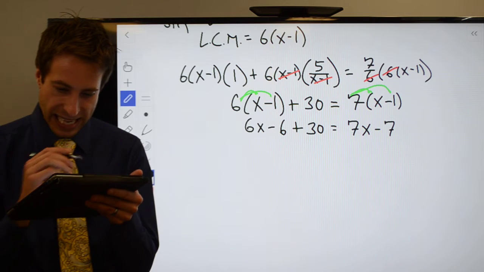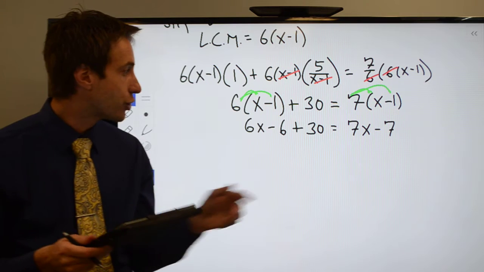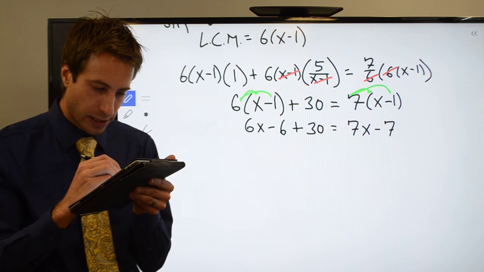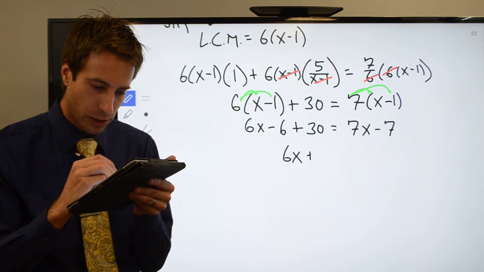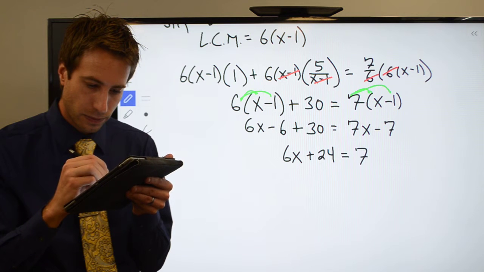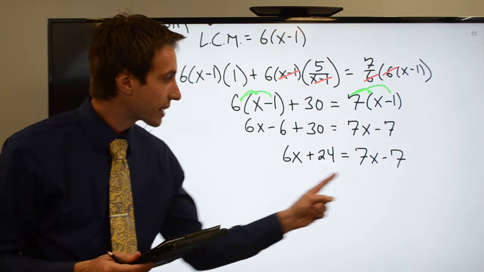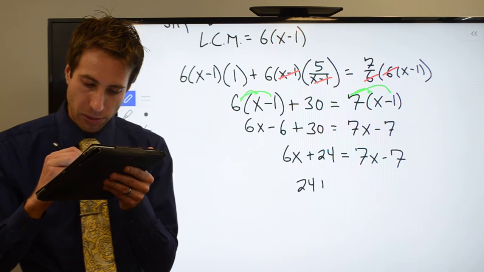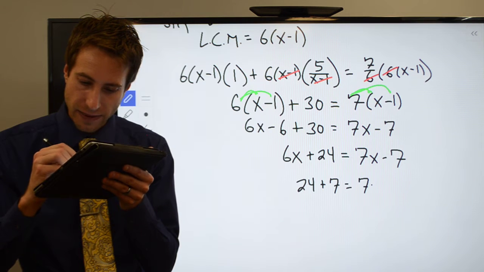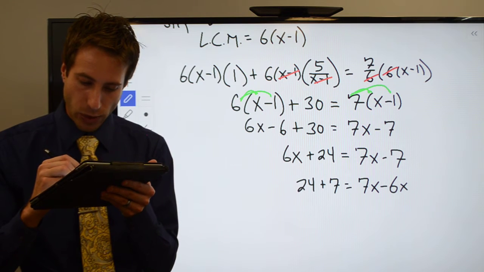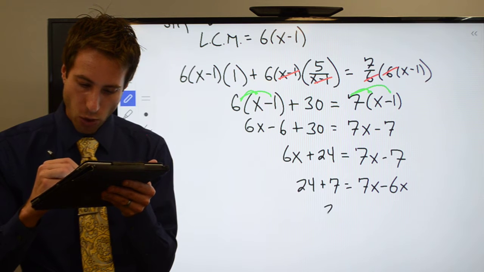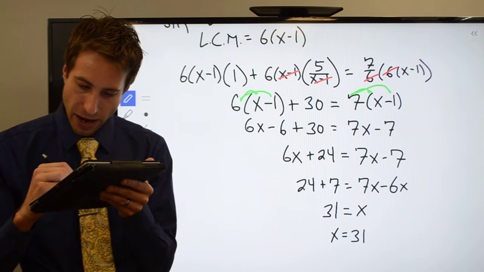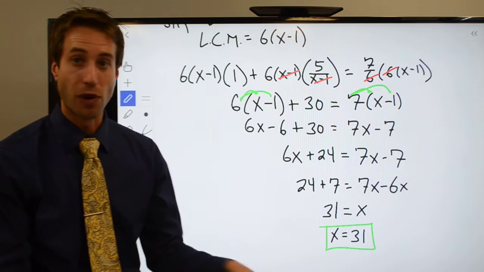Keep going. We need to get the x's on the same side. So 30 minus 6, of course, would be 24. So let's do this, I'll show these steps. Plus 24. All right, I'll subtract the 6x to this side. I'll add the 7 to this side. So I have 24 plus 7 is equal to 7x minus 6x. And so what I wind up with is, what is that? 31. Okay, so I get x is equal to 31, and there is my answer from step number 2.